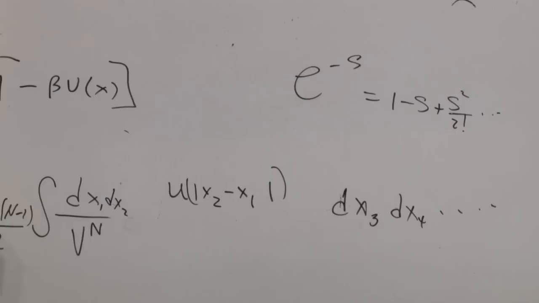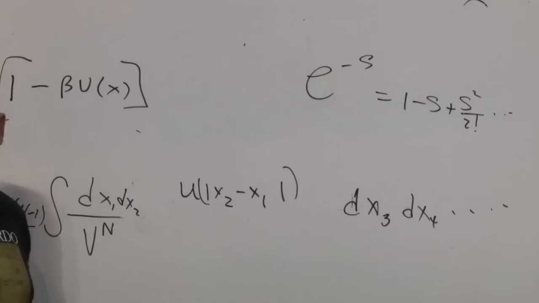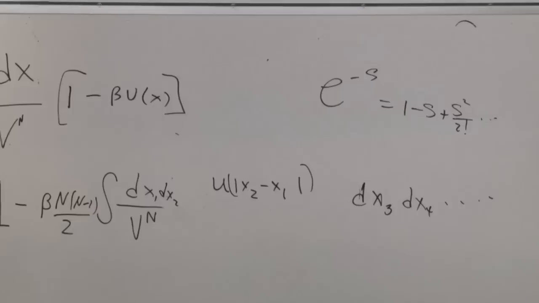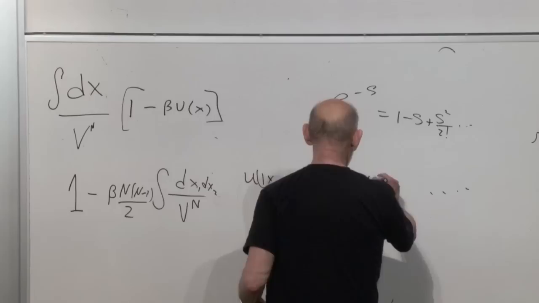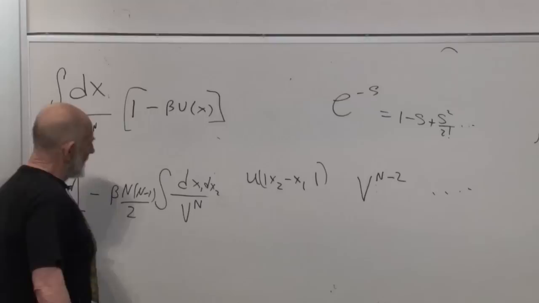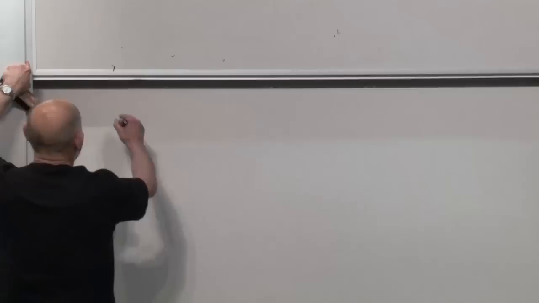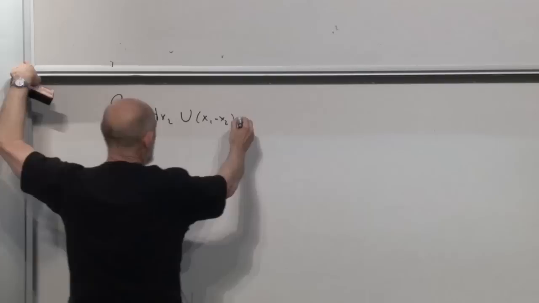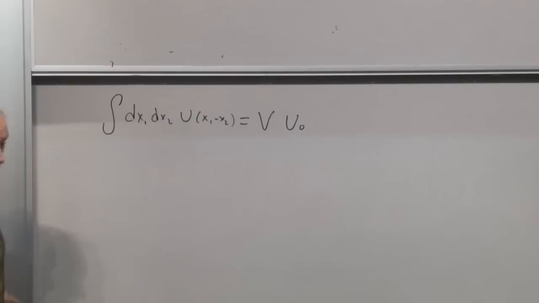Okay, what about these integrals over here? What do they give me? The ones that aren't in U here. Each one gives me a volume. So there's a factor of volume to how many powers? N minus 2, right? Now, what about this integral over U? We erased it. Integral dx1 dx2 of u of x1 minus x2 is equal to the volume times u0. That was the definition of u0.